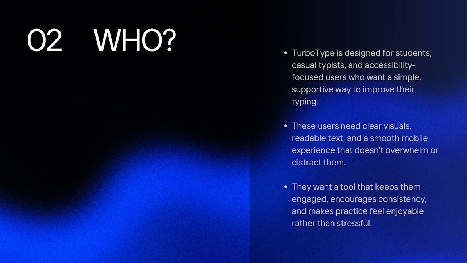Next, let's talk about who TurboType is built for. TurboType is designed for students, casual typists, and users who need a simple, supportive way to improve their typing on mobile. These are people who want to build confidence without dealing with complicated interfaces or overwhelming features. These users need clear visuals, readable text, and a smooth mobile experience that feels intuitive and easy to follow. They don't want distractions or clutter. They want something that just works.